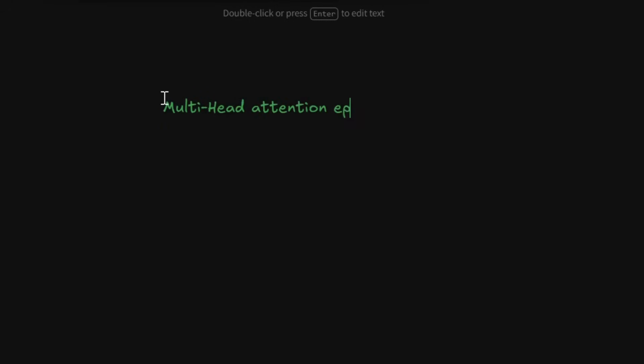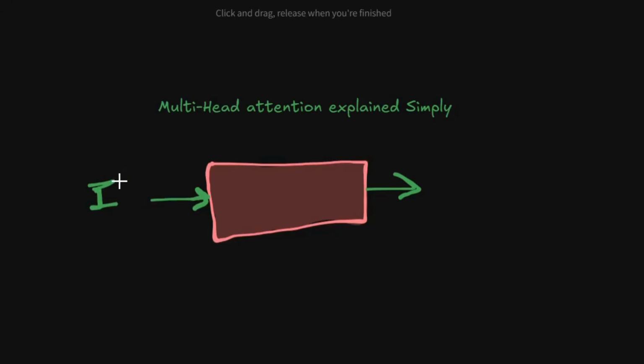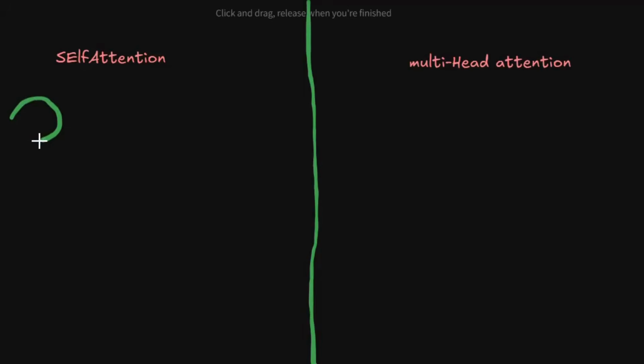So today in this video we will discuss multi-head attention. But before we understand multi-head attention, let's quickly recap what self-attention does and then we see why it's not enough. So self-attention looks at every word in a sentence and figures out how much each word should focus on the others. It uses a single set of query, key and value vectors to find out the relationship between the words.